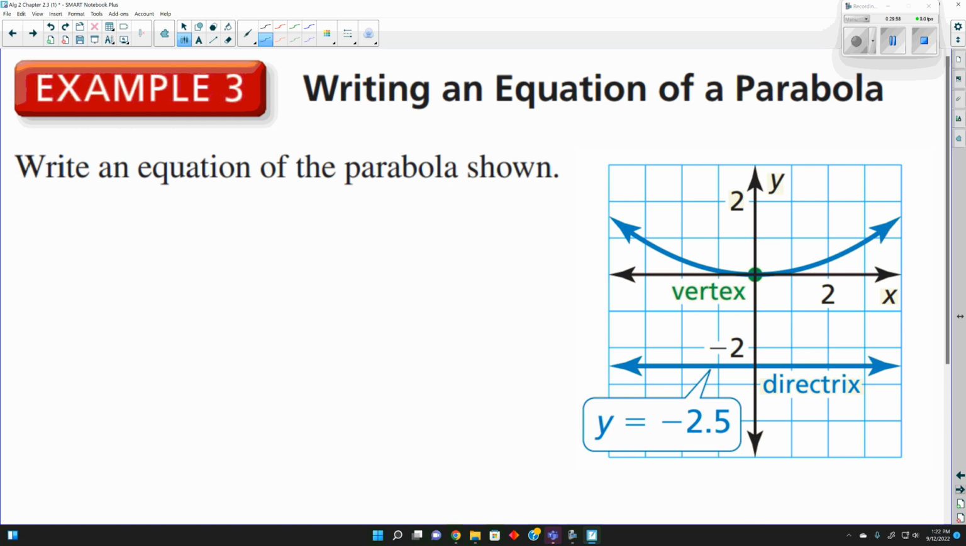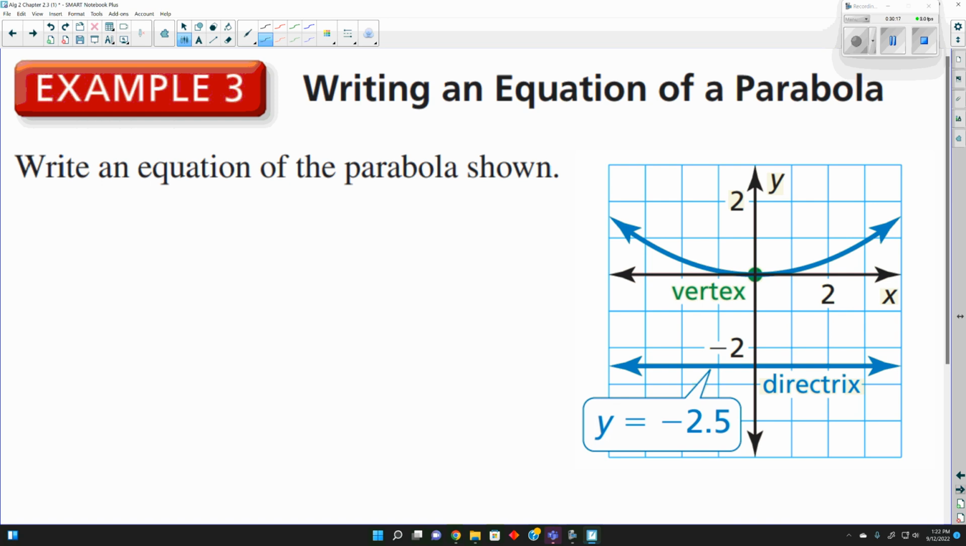Well, they gave us the equation this time, yes? Y equals negative 2.5. So there's two ways we can go about figuring out which is the correct equation. One is looking at which way the graph opens, up or down. Well, it opens up, yes? And it doesn't open left and right, so that means it's going to be our y equals.